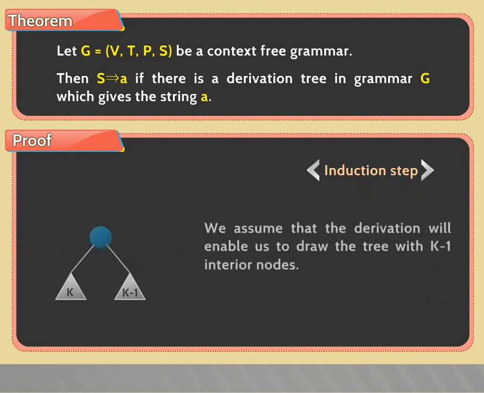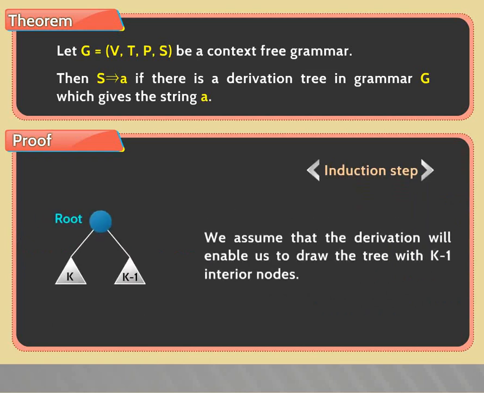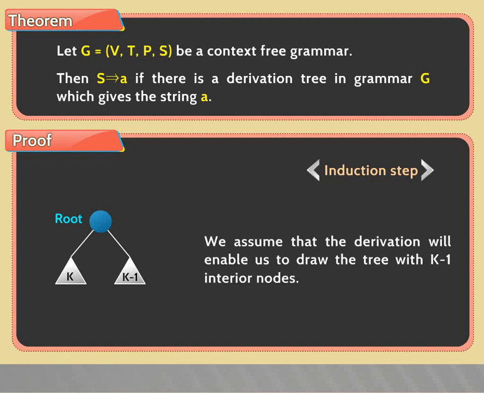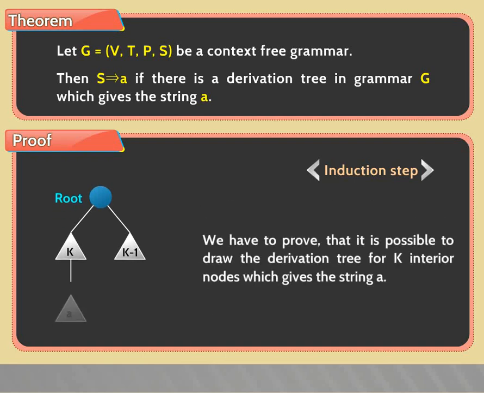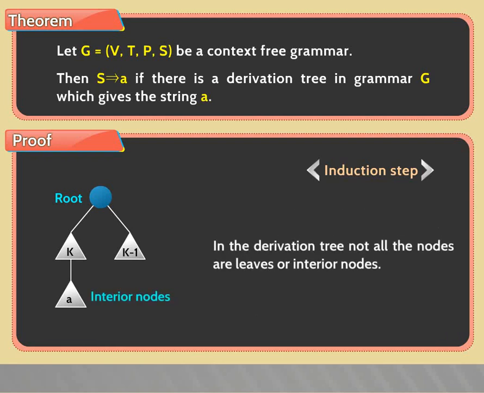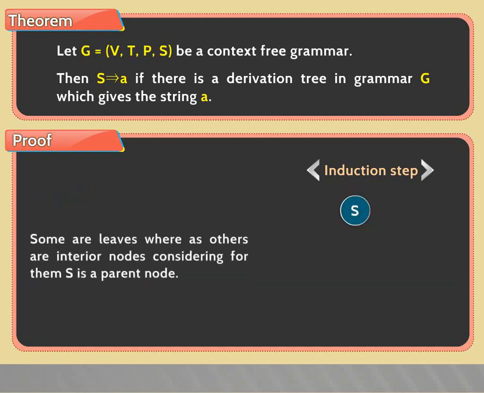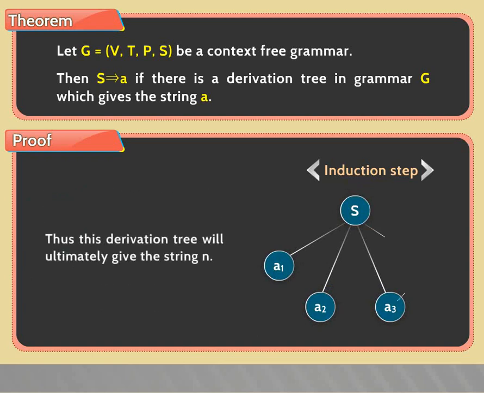Induction step. We assume that the derivation will enable us to draw the tree with k-1 interior nodes. We have to prove that it is possible to draw the derivation tree for k interior nodes which gives the string α. In the derivation tree, not all the nodes are leaves or interior nodes. Some are leaves whereas others are interior nodes, considering for them S is a parent node. Thus, this derivation tree will ultimately give the string α.